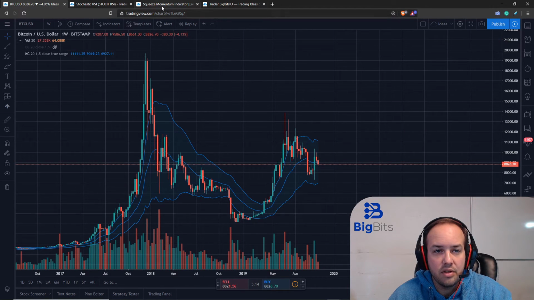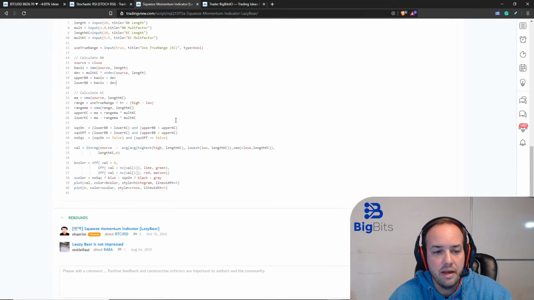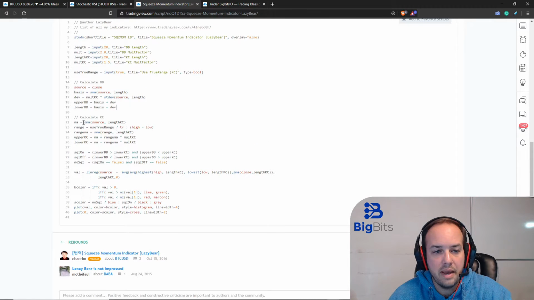And let's go back to the squeeze momentum indicator. I can show you that. We also start with a basis using a simple moving average, but then we calculate a range, and this is known as the true range, and it's based on the actual range of the candles. Instead of just using the standard deviation, it's using the range of price on the candles. You can either use true range or it will default to that calculation.